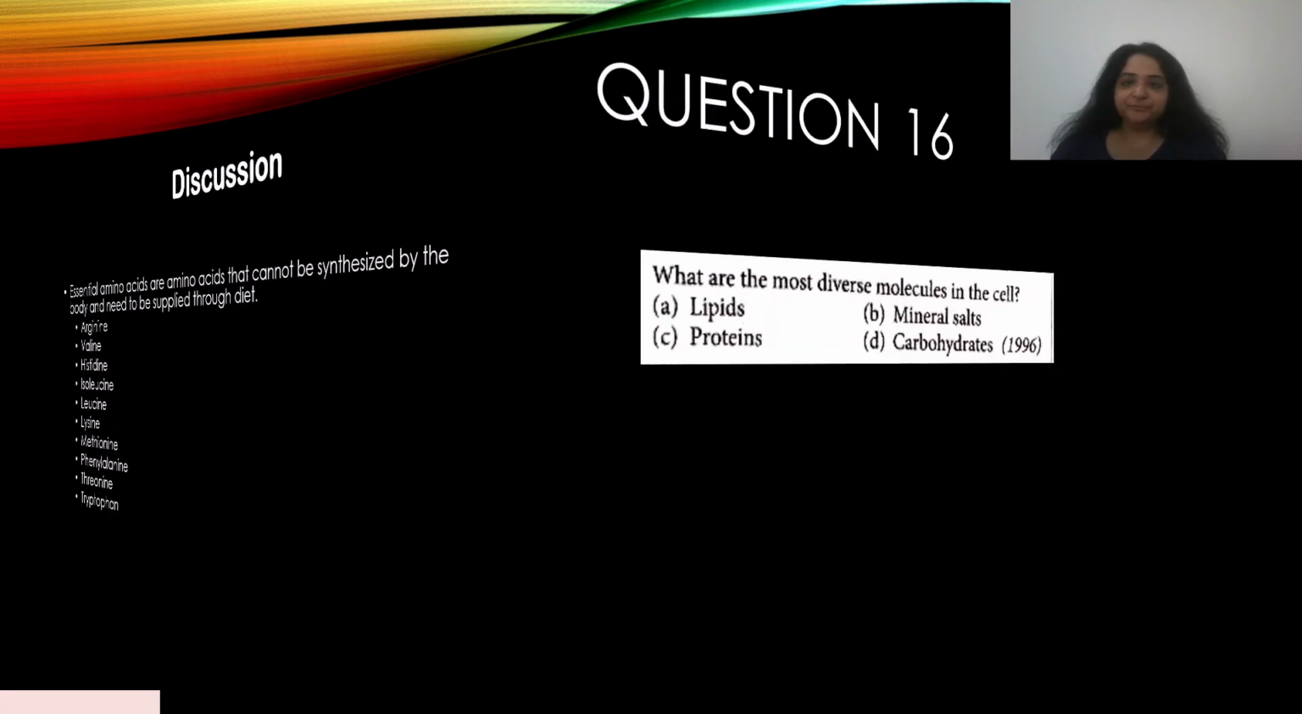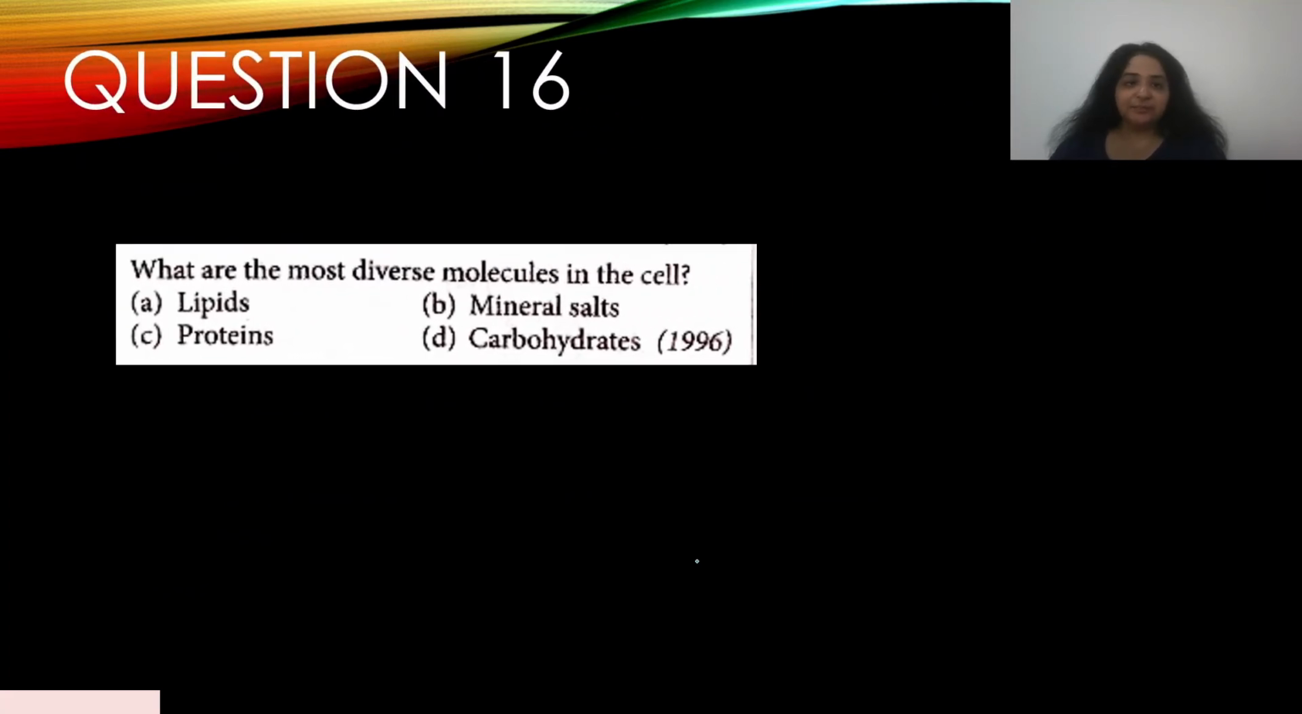Okay, let's move on. Question number 16. What are the most diverse molecules in the cell? This appeared in 1996. A. Lipids, B. Mineral salts, C. Proteins, D. Carbohydrates. The most diverse molecules in the cell are proteins. Answer is C.